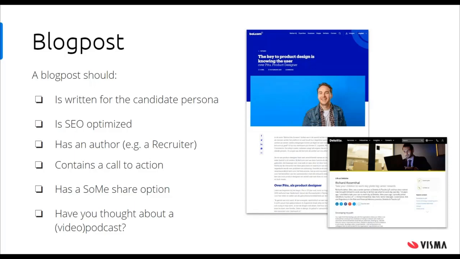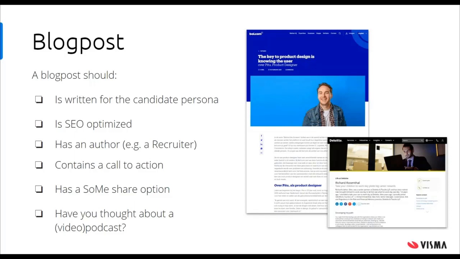Also, these blog posts should have an author, and you must be like, yeah, well, obviously it has an author, yes, but it should be written from a recruiter's point of view, or in these cases that you see right here, an employee's point of view, so that it has a personal touch. So it's not like we as bol.com write this blog. No, it's from a recruiter or a person that works there.